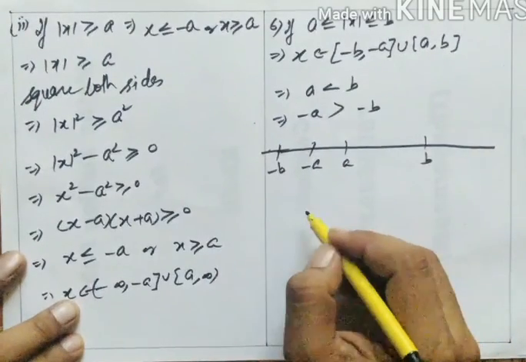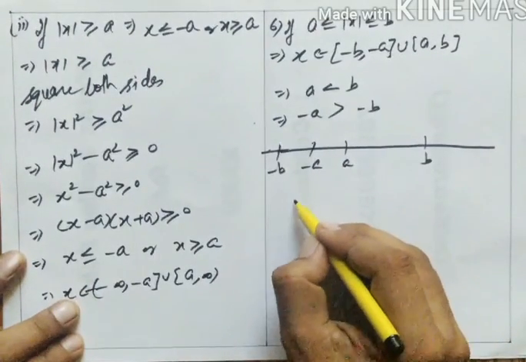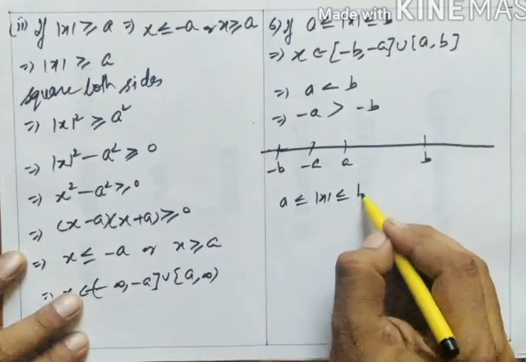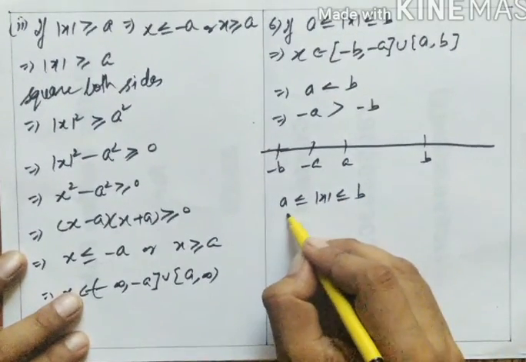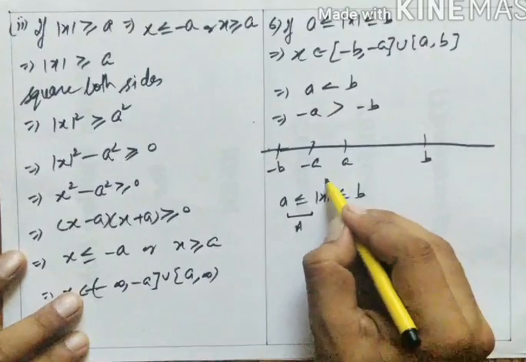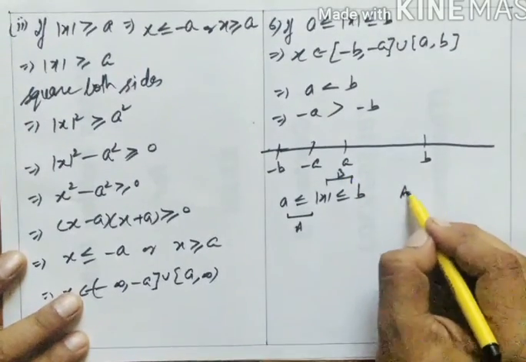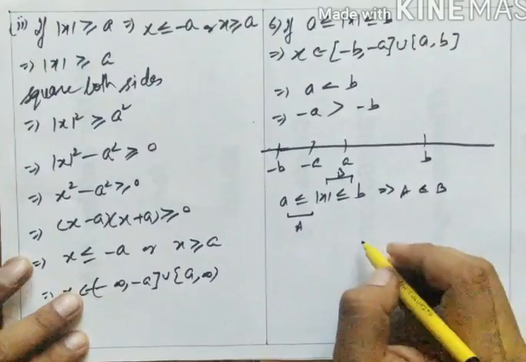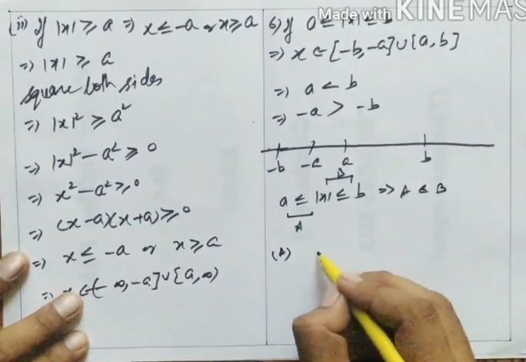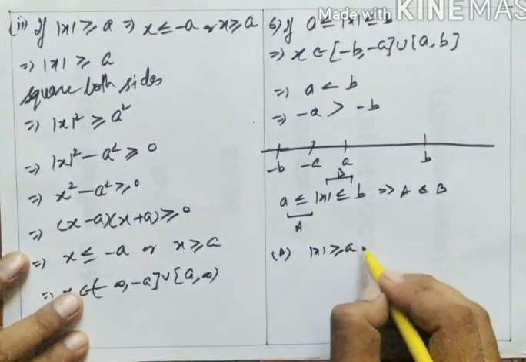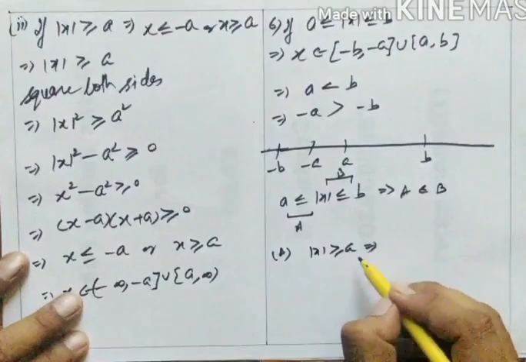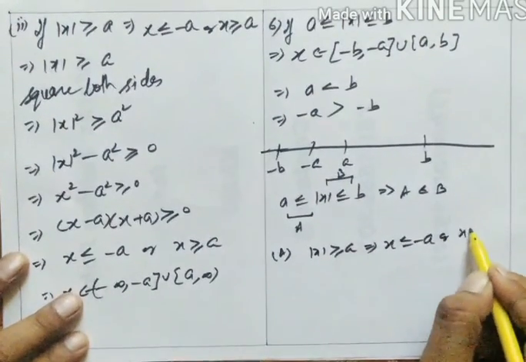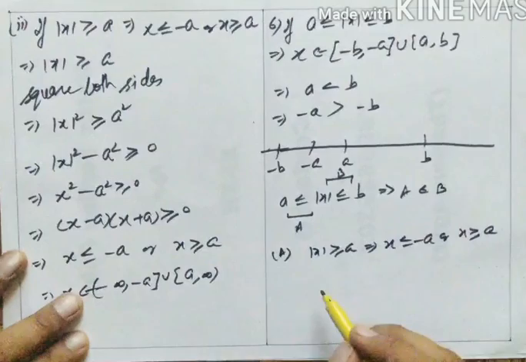Now let's see. It is saying a is less than or equal to mod x is less than or equal to b. So there are two inequalities. Suppose this is A and this is B, and A and B both have to be true. Let us solve A first. It is saying mod of x is greater than or equal to a. As in the previous formula we have studied, this implies x is less than or equal to minus a or x is greater than or equal to a.